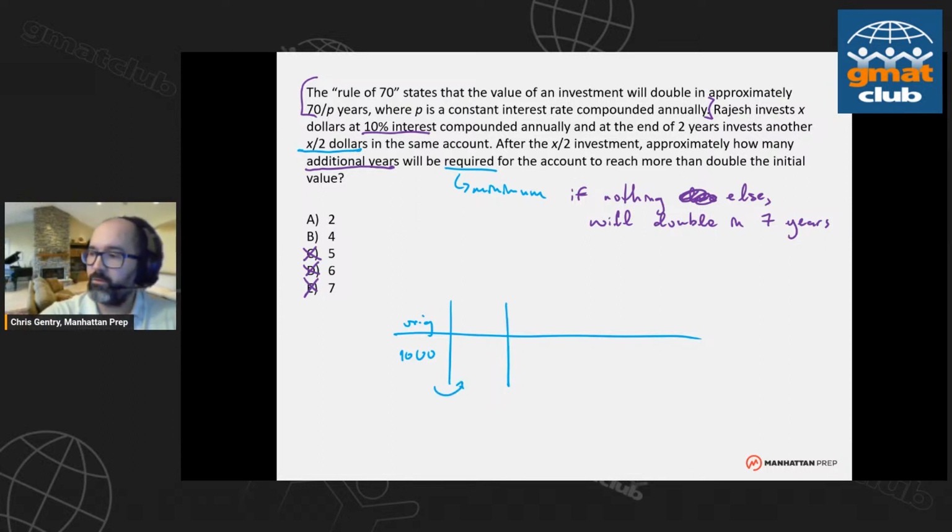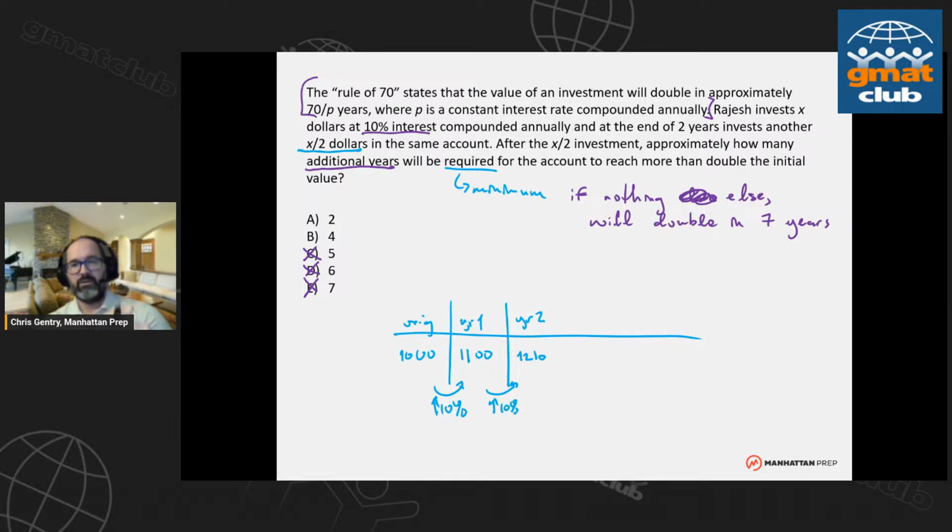In year 1, I increase by 10%, which means that I've got $1,100. That's year 1. Year 2, throughout that year, I've gotten another increase of 10%, which now tells me that I've got around $1,210. But this is also where Rajesh invests another X over 2. So we also add in another $500 there. So we now have approximately $1,700 in this account at the end of year 2.